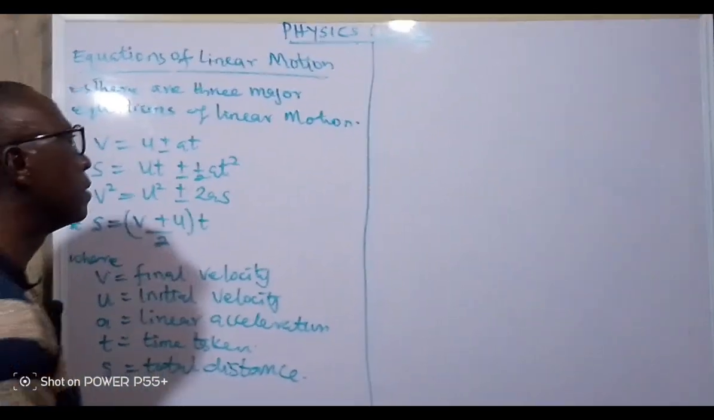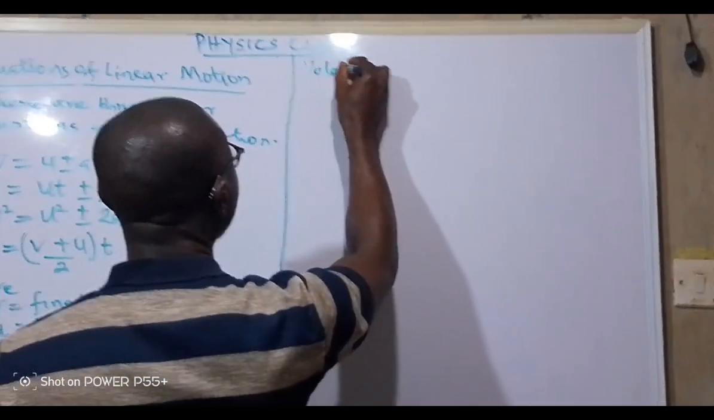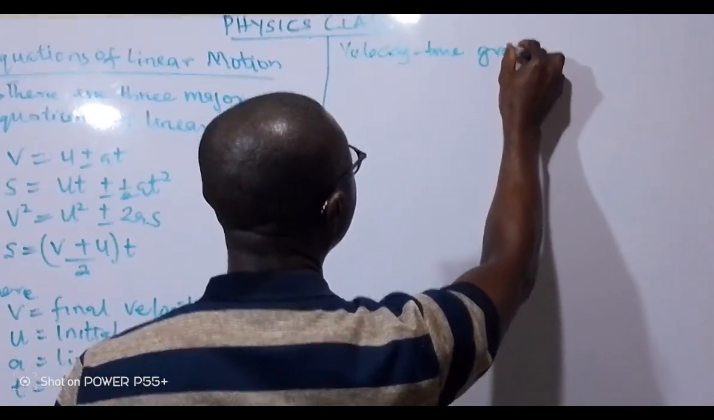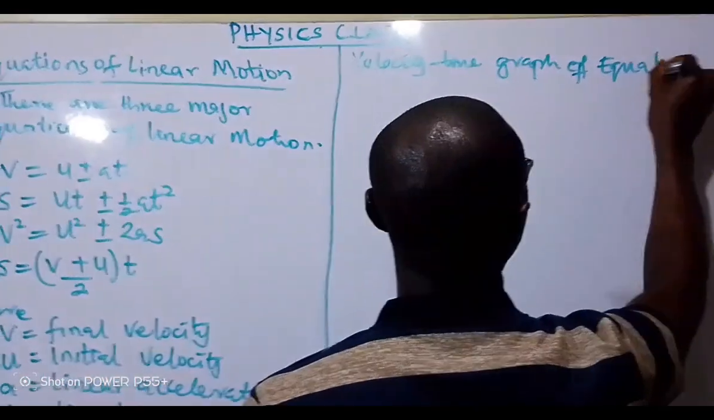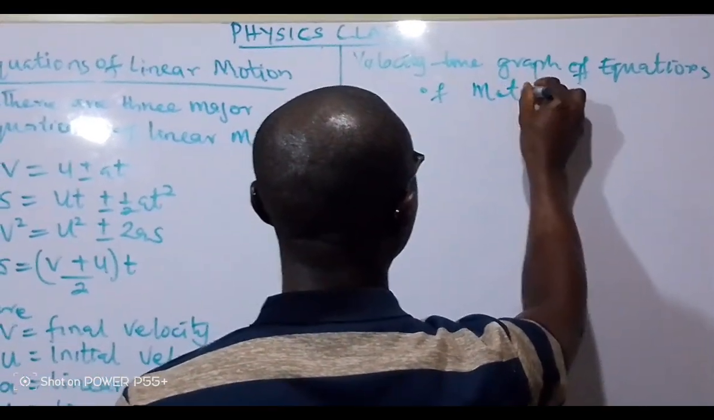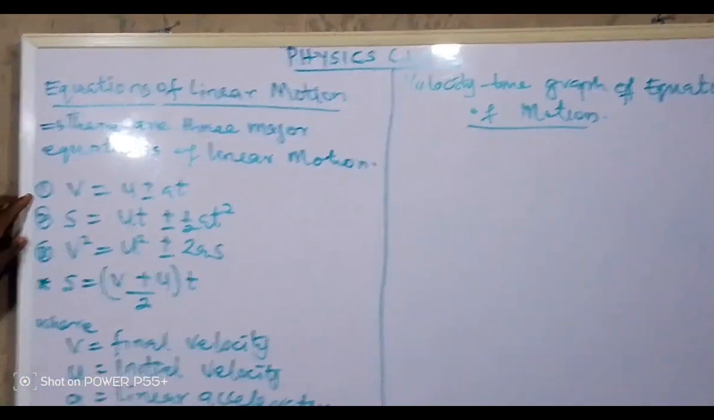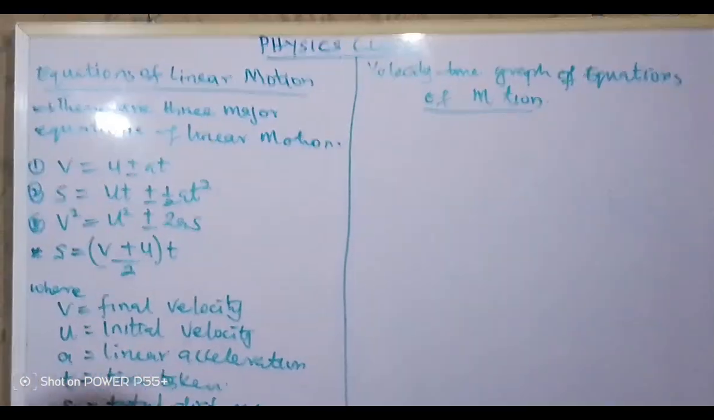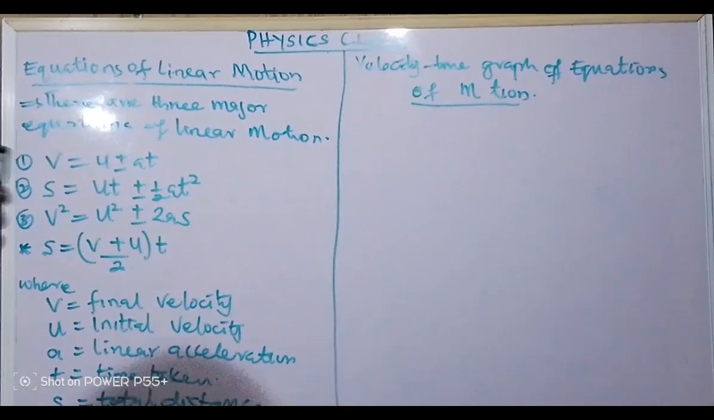Now, the next thing is the velocity time graph of equations of motion. That is, the equations given above, we want to represent them using a velocity time graph.